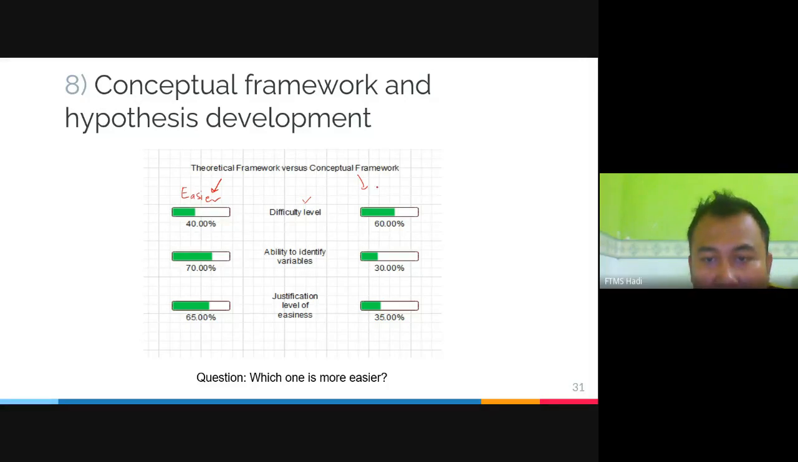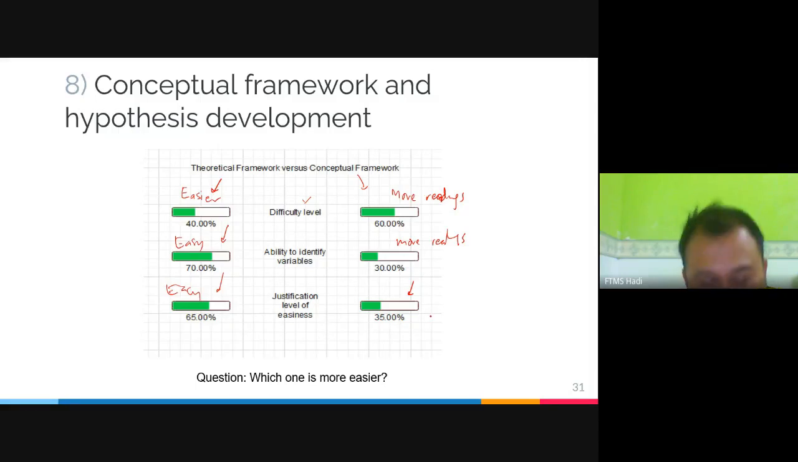For a conceptual framework, it's difficult because you need more readings. You need to find the variables used and so on, because there is no theory. That is quite difficult. Ability to identify variables is more easy compared to the conceptual framework. Again, more readings. And the last one, justification level of easiness, is also easier compared to the conceptual, because if you want to come up with your own framework, it needs a lot of work.